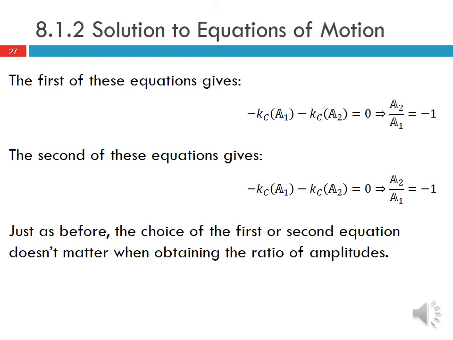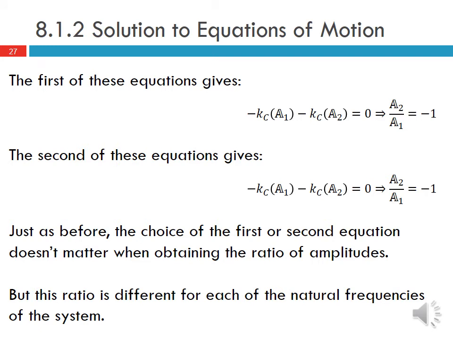So again, the choice of the first or second equation doesn't matter when obtaining the ratio of the amplitudes, because we can't get a unique solution to find both a1 and a2. We can only get this relationship between them. But it's important to see that the ratio is different for each of the natural frequencies of the system. So we need to do this for each of the natural frequencies.